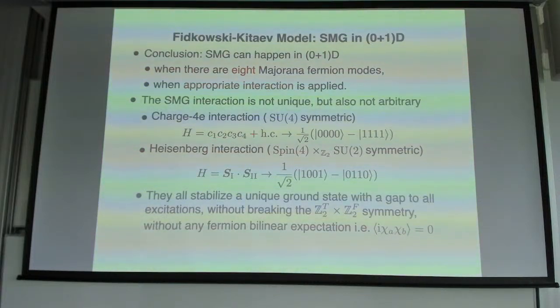I have these 4 fermions, right? I can group the first 2 fermions into a doublet of an SU2 symmetry. And then I can group the last 2 fermions as also a spin 1/2, basically a doublet of SU2. Now I have one spin and another spin. I just allow them to interact with each other by Heisenberg interaction. That will basically also stabilize one unique state, which is the spin singlet state in the system. That's also a unique ground state, doesn't break any symmetry, and it also has a 0 fermion bilinear expectation value.